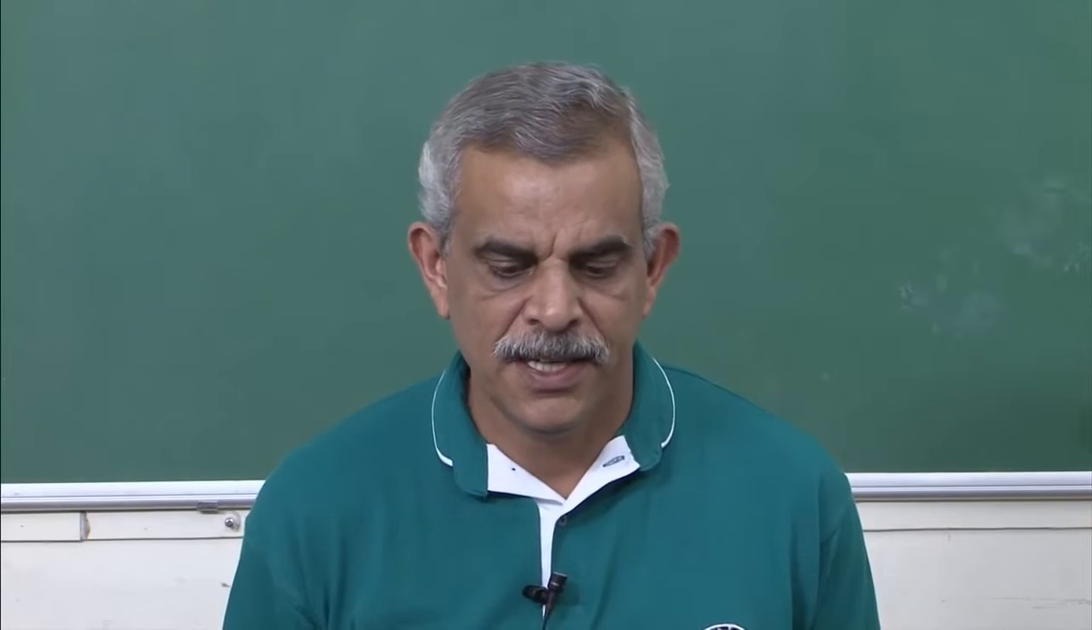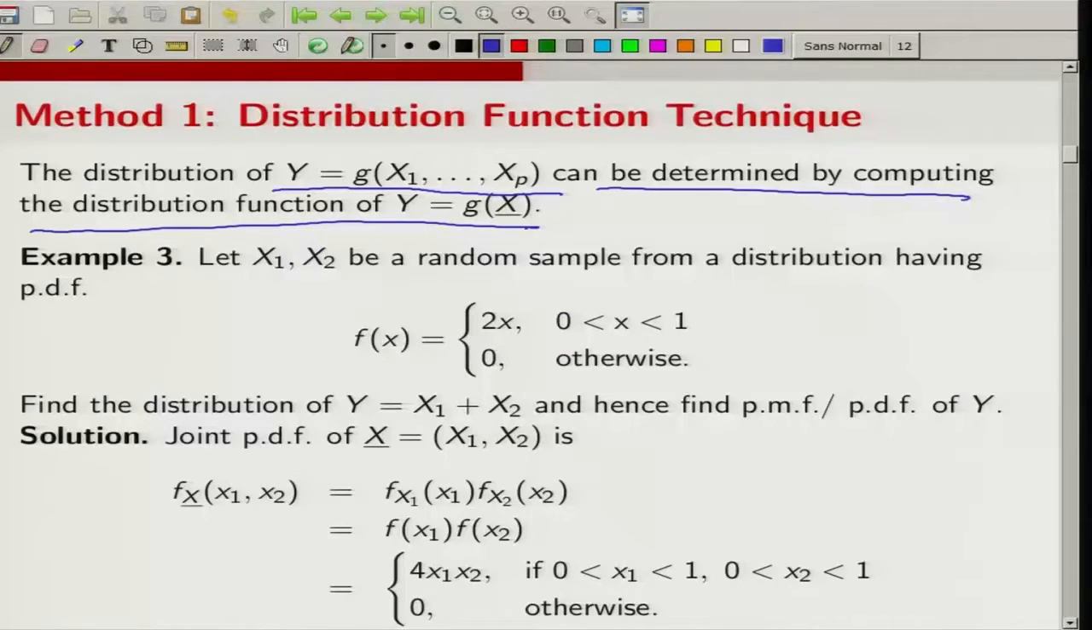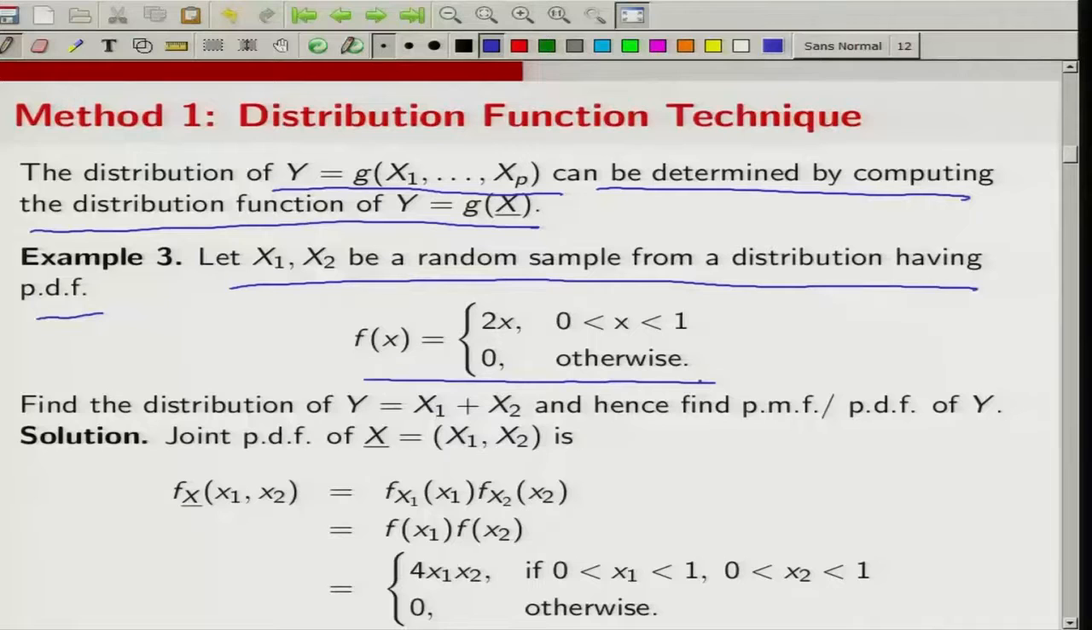To illustrate how it works, let X1, X2 be a random sample from a distribution having PDF f_X. That means X1 and X2 both are independent, and each of them has this PDF. So I am taking a sample from the same population. For example, these X1 and X2 would be lifetimes of bulbs manufactured by a company. I have to find the distribution of Y = X1 + X2, and hence using this I have to find the PMF or PDF of Y.